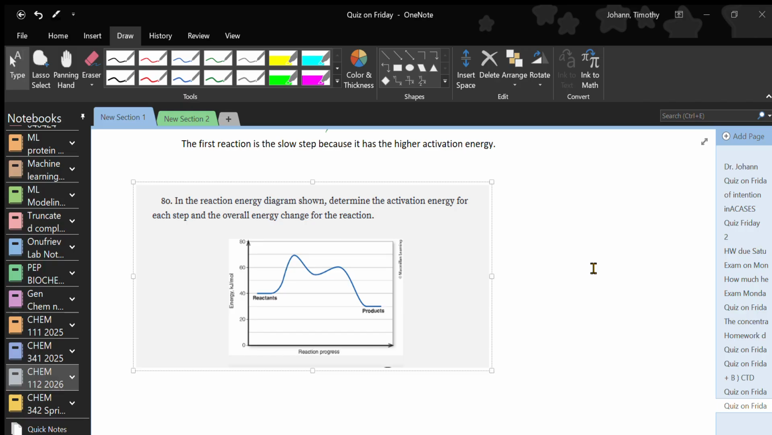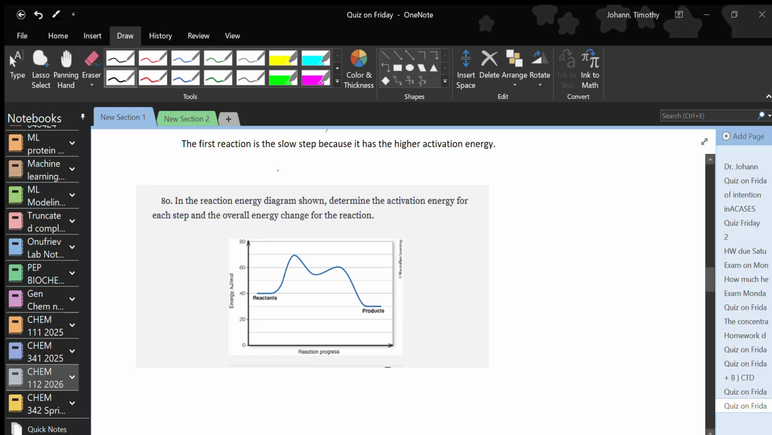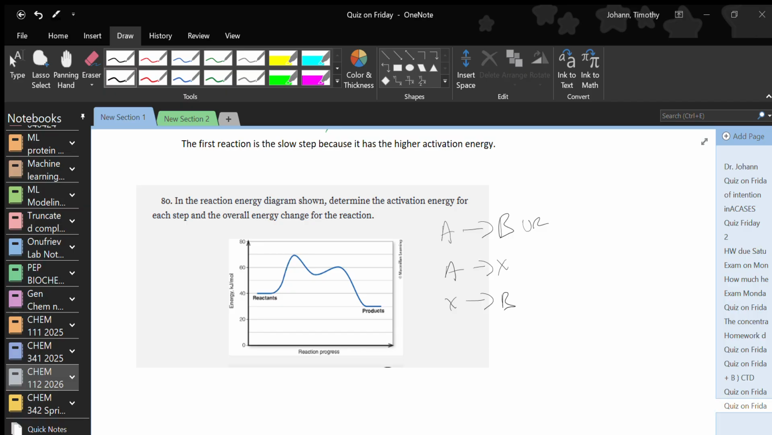All right, why don't we go ahead and do this? I'm pretty lazy, so I'm going to make an easy reaction. My overall reaction is A to B. I'm going to make A turn into X, and I'm going to make X turn into B. A has to do some sort of transformation to X, and then X turns into B. So X is right here, A is right here, B is right here.